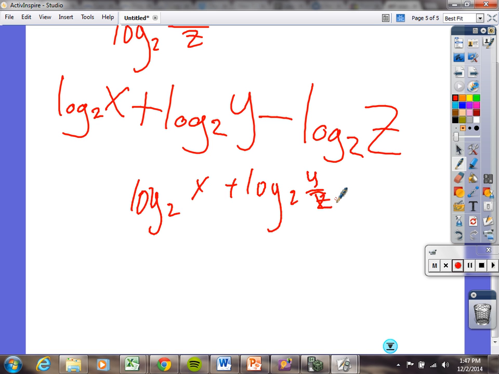Okay? So would you not put like 3 log? No, because they're not the same logarithm. See how these aren't the same log? That log base y is log base z.